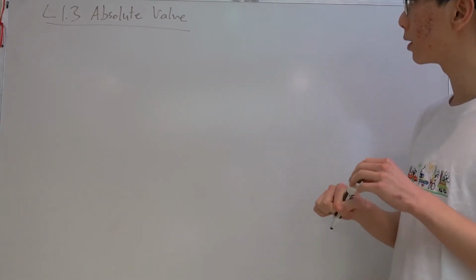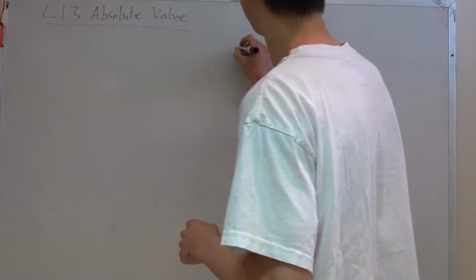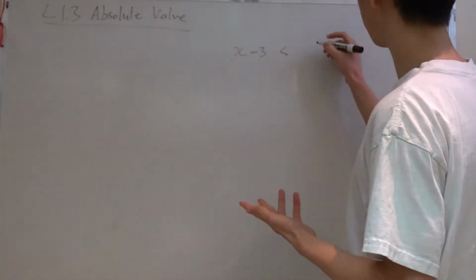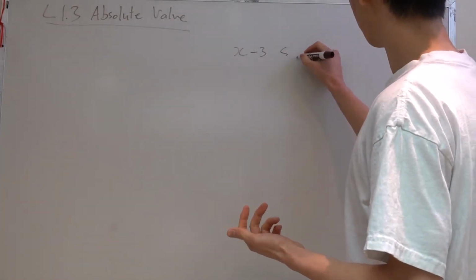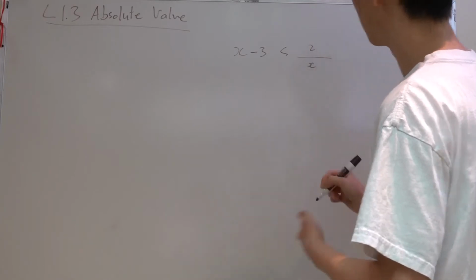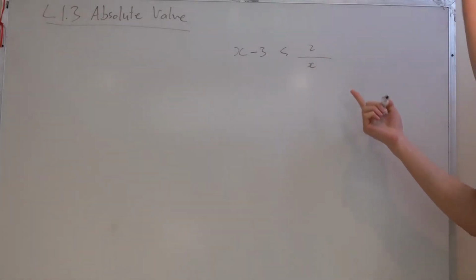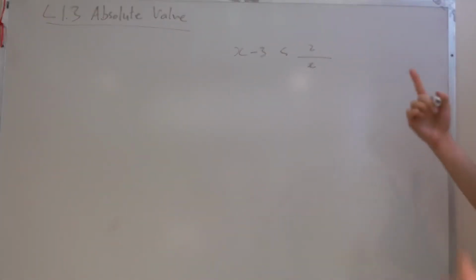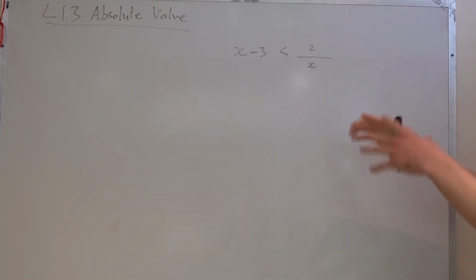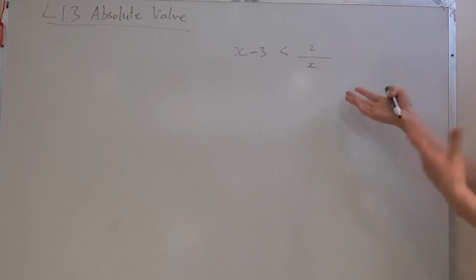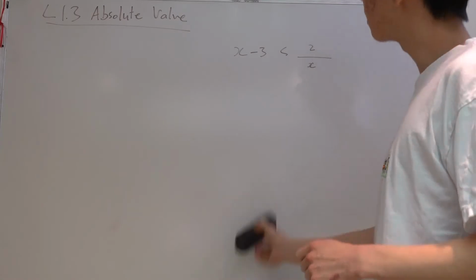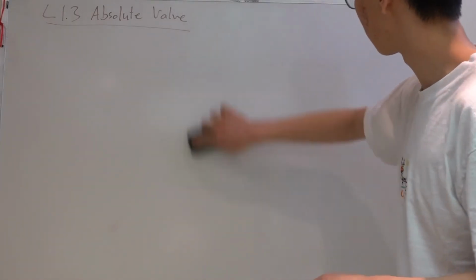You probably know how to solve basic inequalities like, for example, x minus 3 is less than, I don't know, 2 over x. Yeah. So, for example, you should probably be able to solve something like this. You can use your inequality rules and be able to solve for a set of x values that satisfy this inequality. Okay? So, by introducing the absolute value, we are actually going to make these problems more difficult.